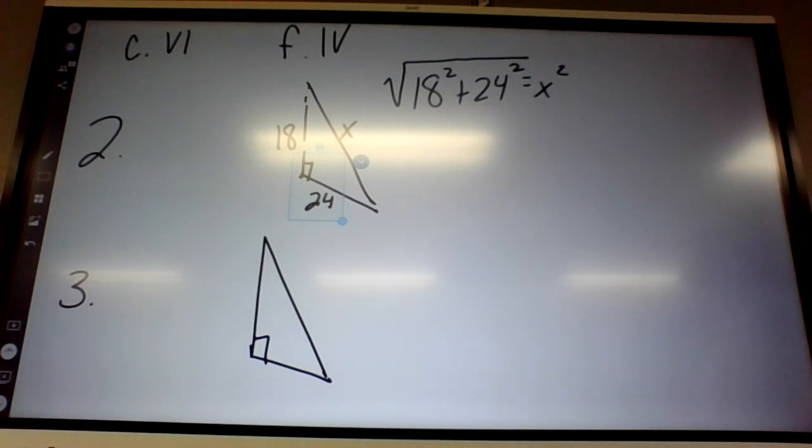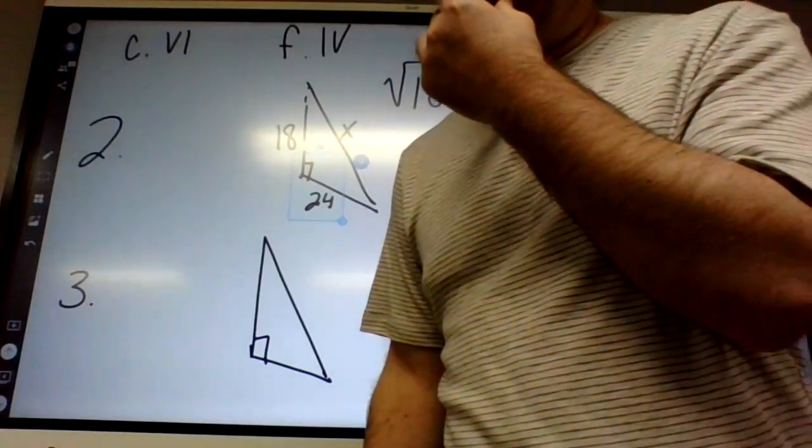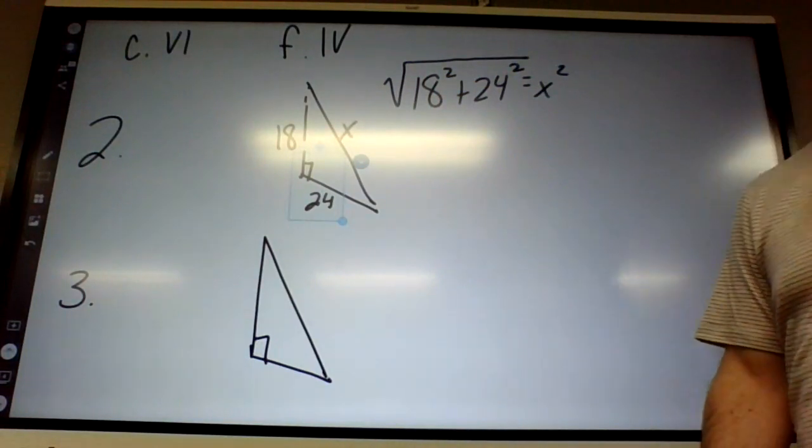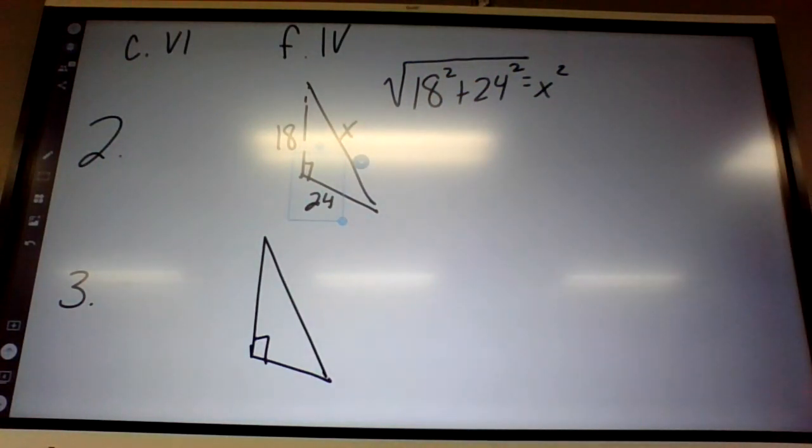I think they all come out nice. Yeah, all three of these come out. So you don't even need the good calculator to do it.